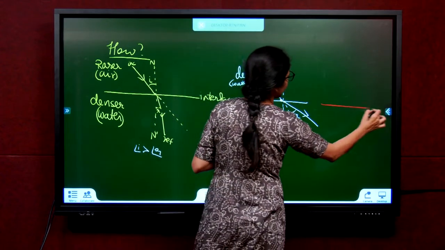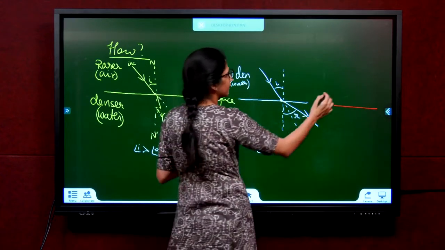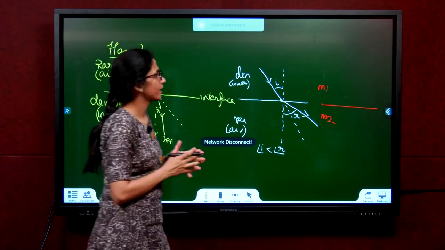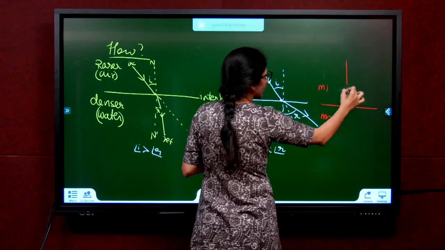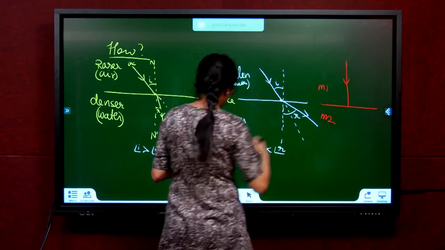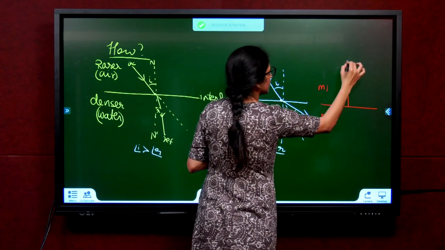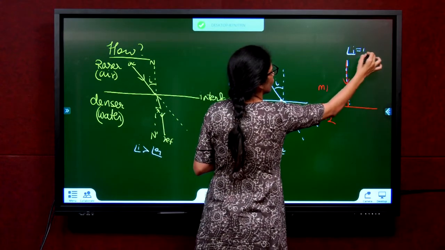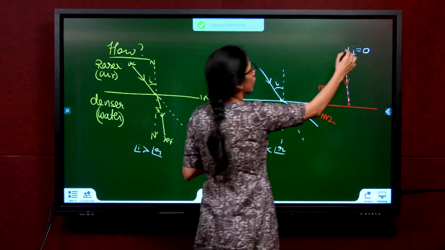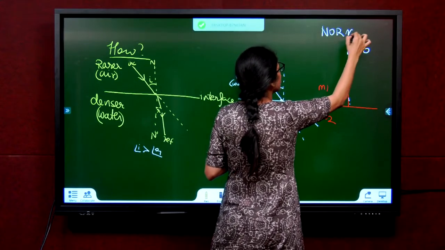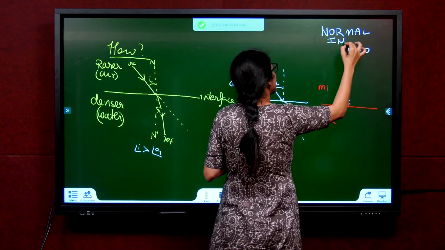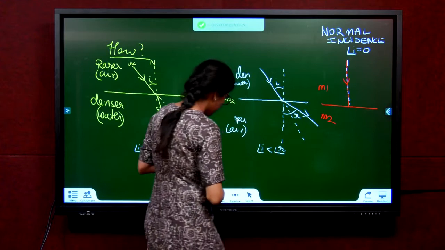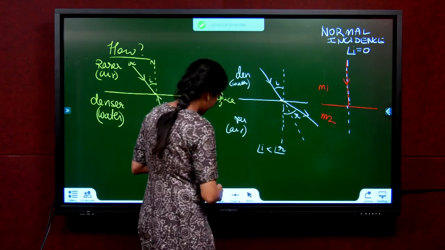If we have the interface here, air, water or water, air, anything. So medium 1 and medium 2, they both have different densities. If there is a light ray coming along the normal, that means the incident ray, if I draw the normal on this, it is this one. What is the angle of incidence? 0. When the angle of incidence is 0, it's called normal incidence. That means the ray is normally incident. Such a case is called normal incidence.